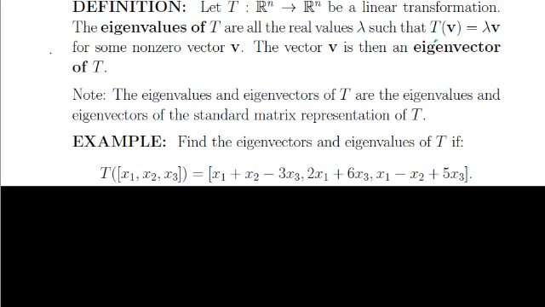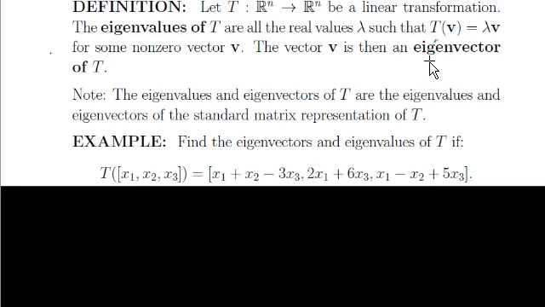In this video, we're going to talk about eigenvalues and eigenvectors of a linear transformation T. If we have that T of V equals lambda V for some real value lambda and some non-zero vector V, then we say that lambda is an eigenvalue of T and this V is an eigenvector of T corresponding to the eigenvalue lambda. This definition is very similar to the definition of eigenvalues and eigenvectors of a square matrix.